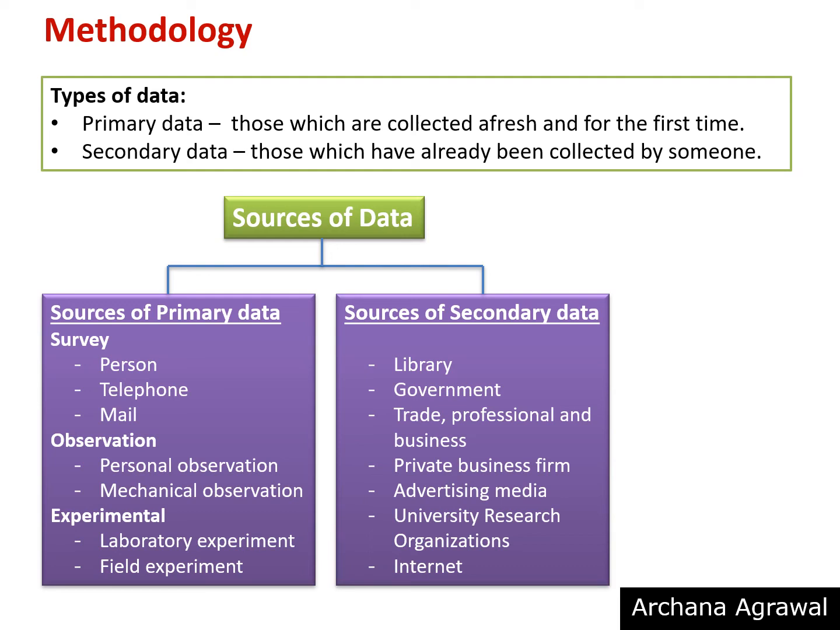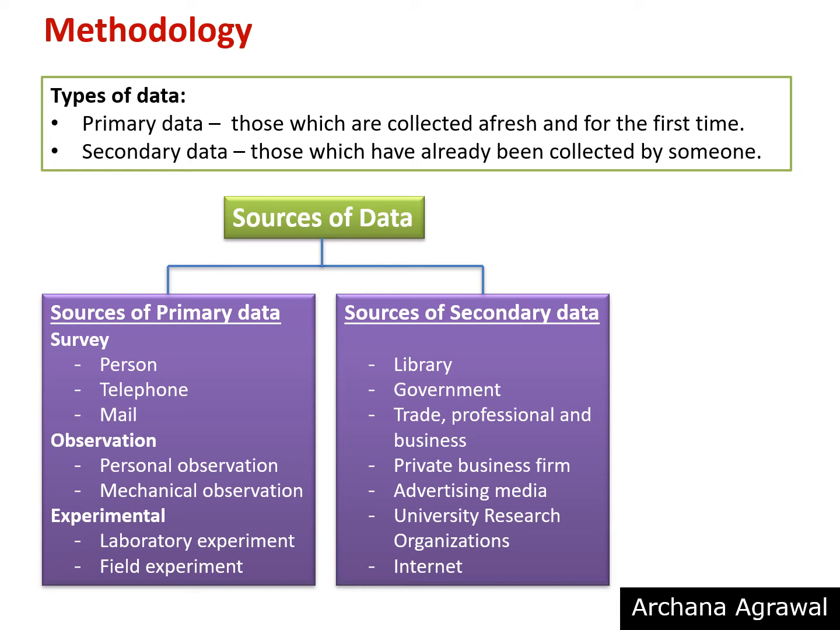The second method of collecting primary data is observation. A lot of data can be collected by observing activities of persons or by observing features of a place. Mechanical observation means observing not by your own eyes, but by using mechanical devices like camera, video, or scanner.